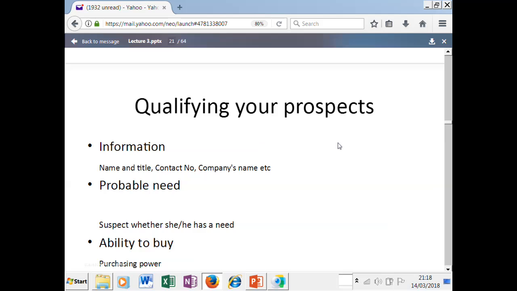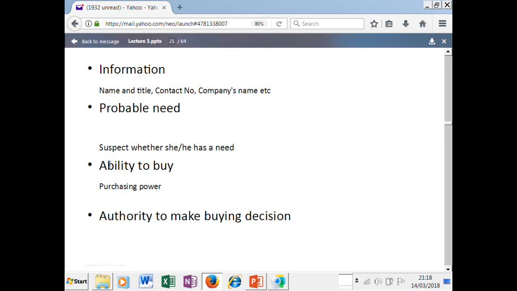Alright, so this is the chosen market, and then qualifying your prospect. You look at the information: name and title, contact number, company name, probable need, and whether he or she has a need. When you see customers, normally you ask and you just listen, they will tell you. Don't do the talking, let your customer do the talking. You just ask questions. Then you know, okay, you need a car now. What car do you want? We can help. We are not a loan shark. So you already know the needs.